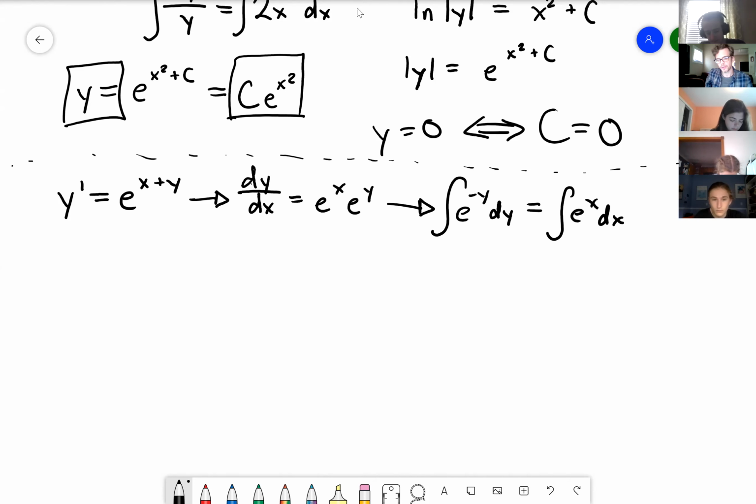Anybody have any ideas on this one? I haven't gone any further, so I don't know how it works. I got y is e to the x plus c.